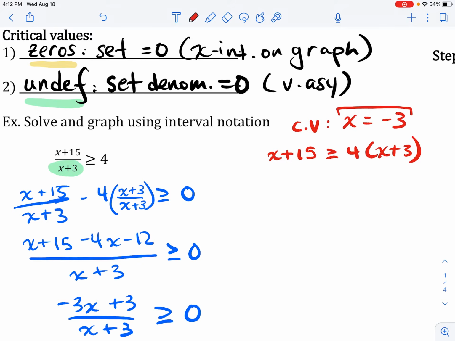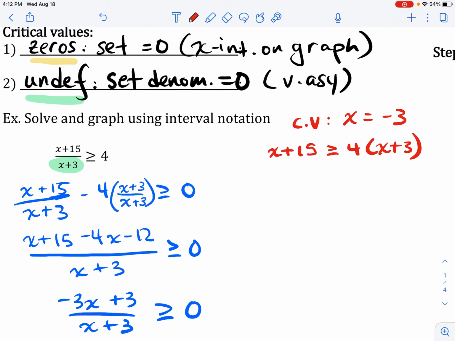Now, I always tell a lot of my students to avoid that issue of doing it this way and then forgetting it completely. Go ahead and just make everything one fraction on the left-hand side.